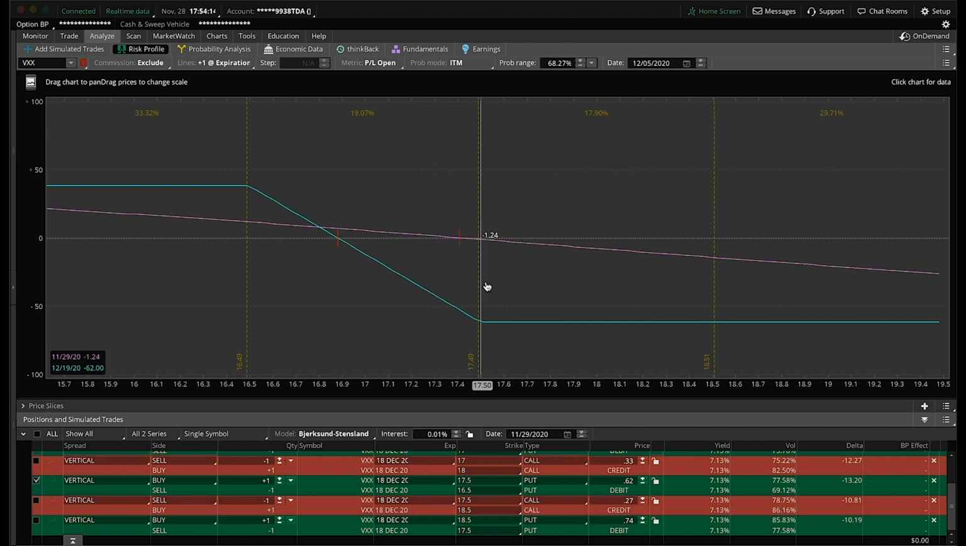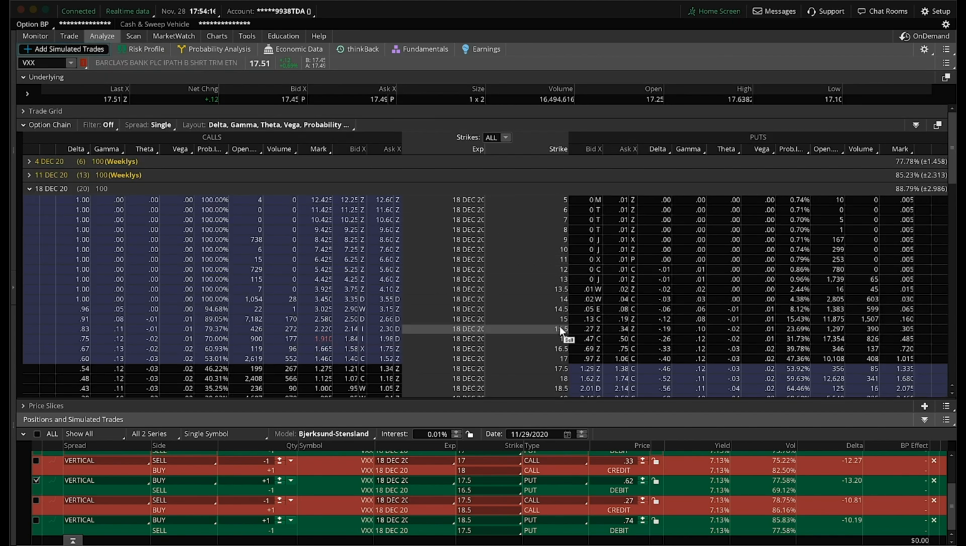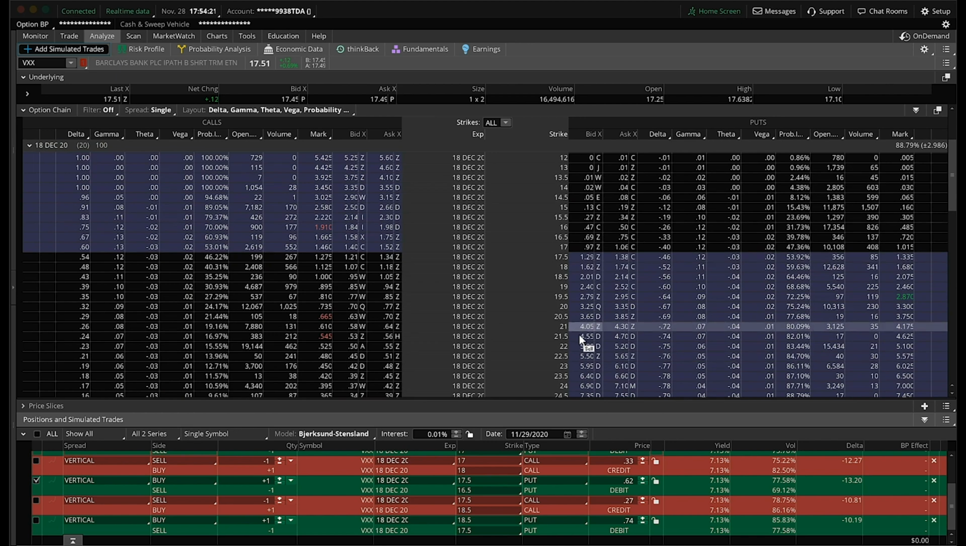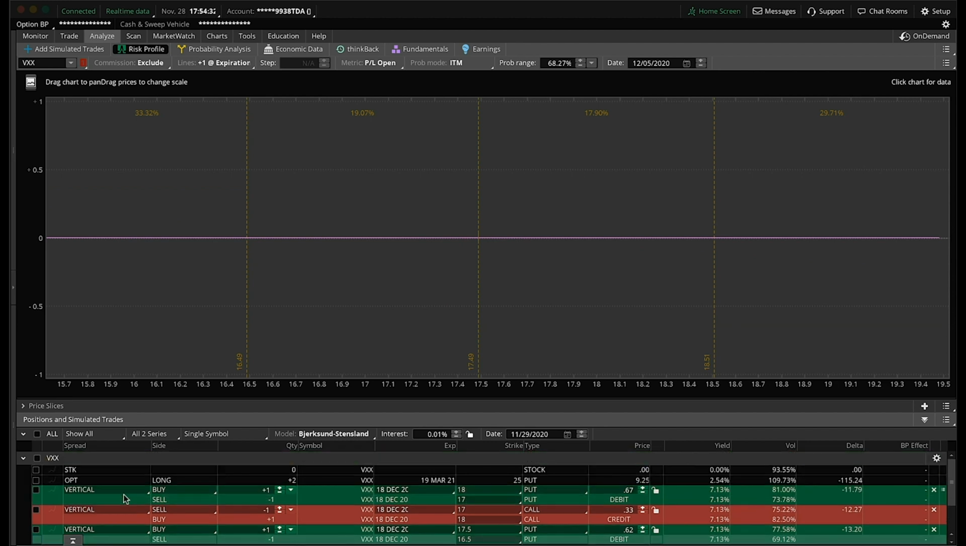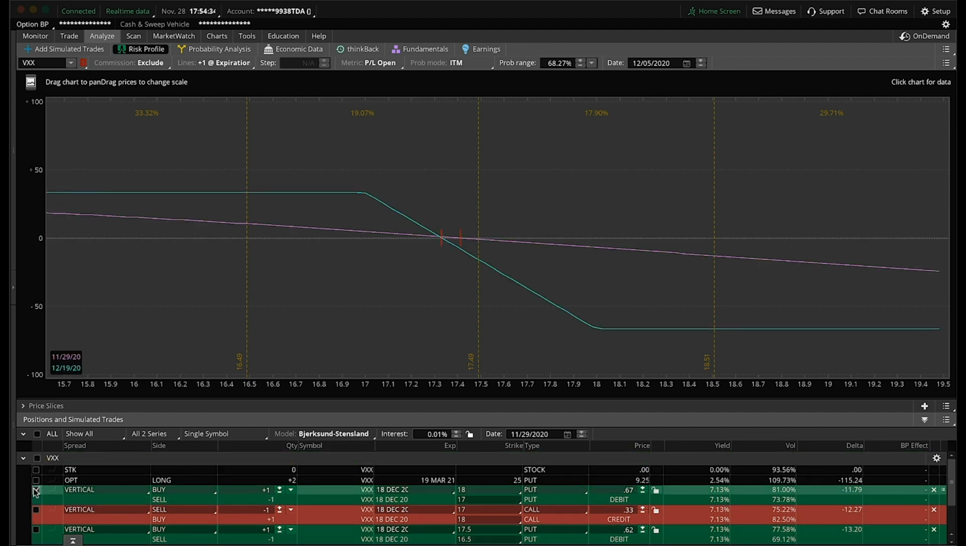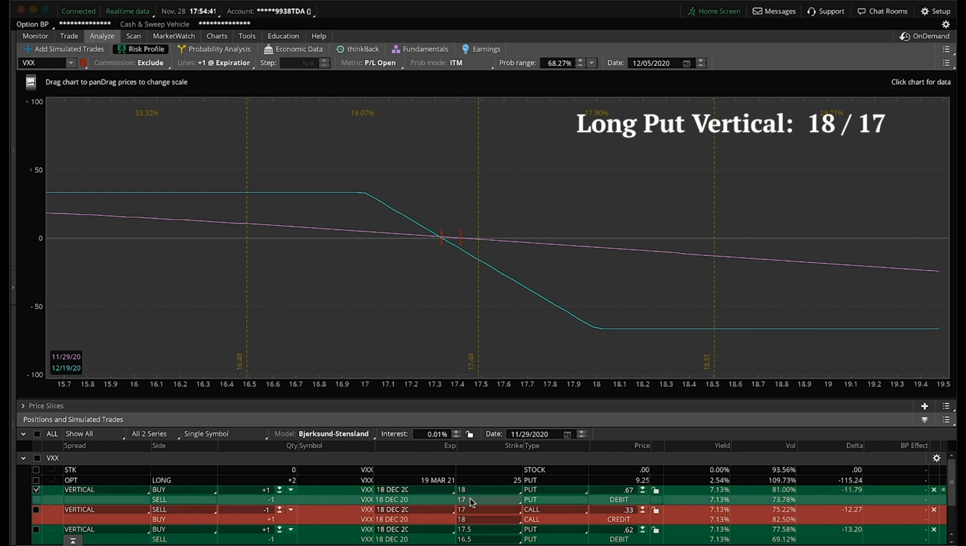So now again, because it's at 1750 and we can see the strikes, we've got a 1750 strike here. VXX does tend to be a pretty liquid product, and there's lots of contracts being traded on both sides. But because the price is right there on the threshold, it does give us a good opportunity to compare here. So we're going to do two other trades here. The first one is again a long put vertical. This time around, we're long the 18 and we're short the 17.